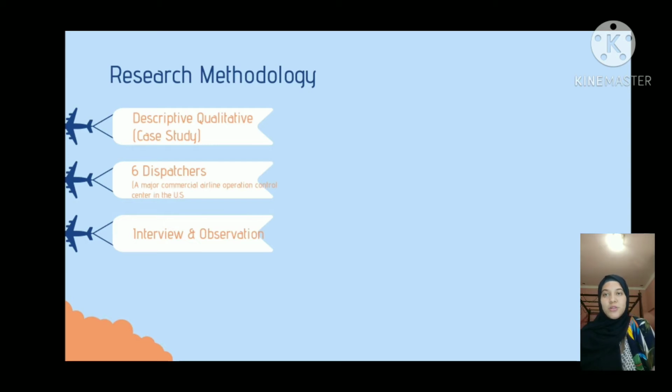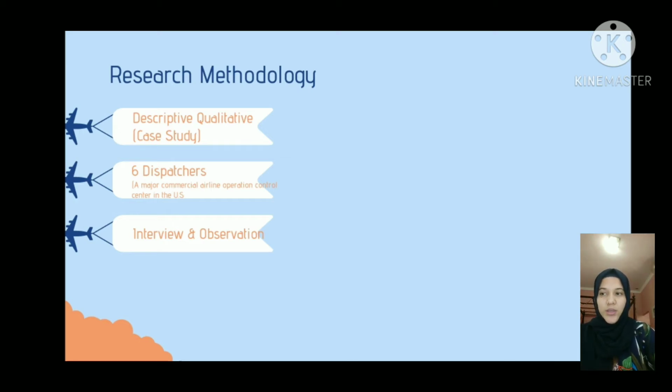And the next is the research methodology. Here, the researcher used a descriptive qualitative case study, and for the participants, there were six dispatchers at a major commercial airline. For the instruments, they used interviews and observation. They interviewed the participants to gain introductory knowledge of airline operation, and they also did a field observation, so the data was collected that way.